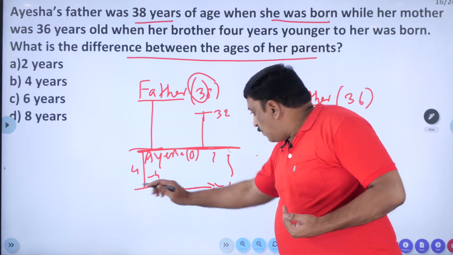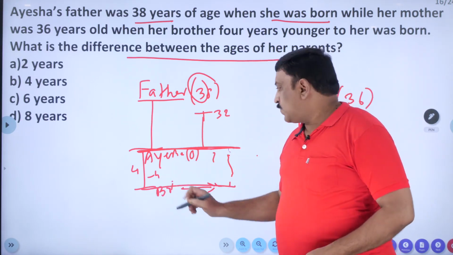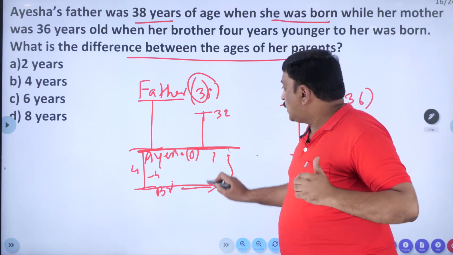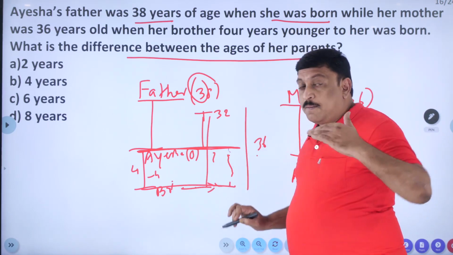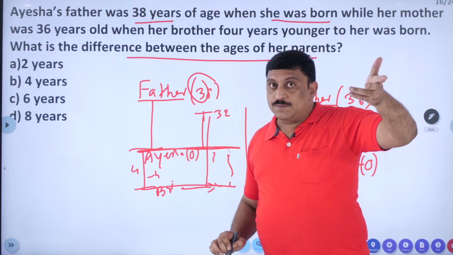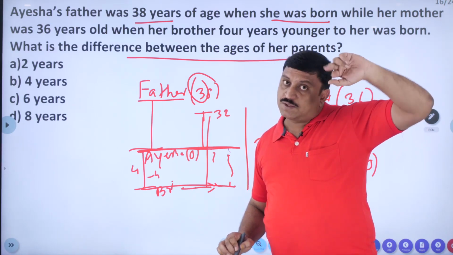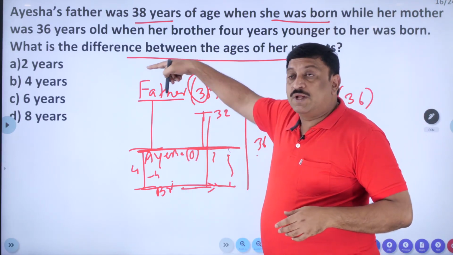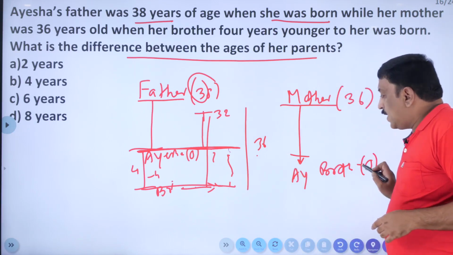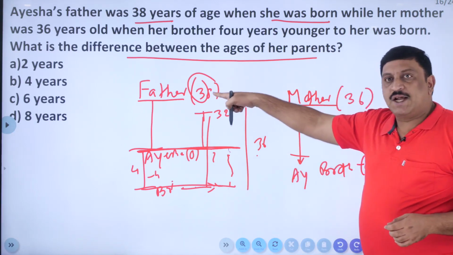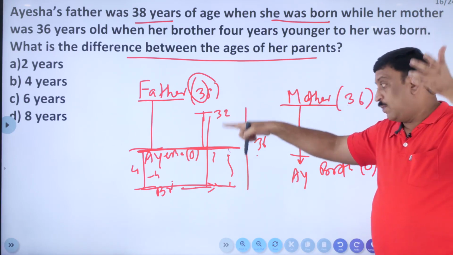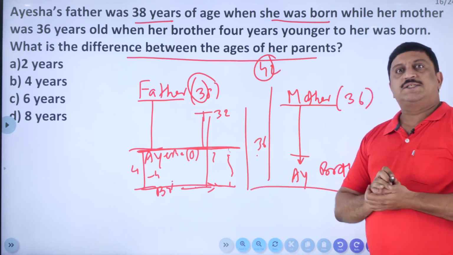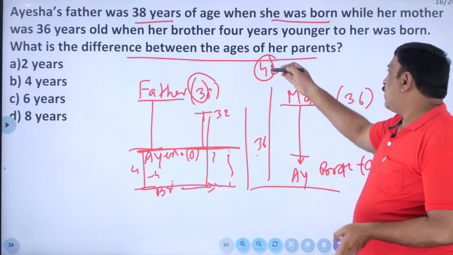Here, some people would have done this one also. If mother is 36 during the brother's time, but he was born 4 years later, that means father also will be 4 years older, just like Aisha. Definitely 38 plus 4, that is 42. So by the time Aisha's brother was born, he won't be just 38, it is 38 plus 4. So it is 42. So if you take the brother as the criteria, then it will be 42 and 36.